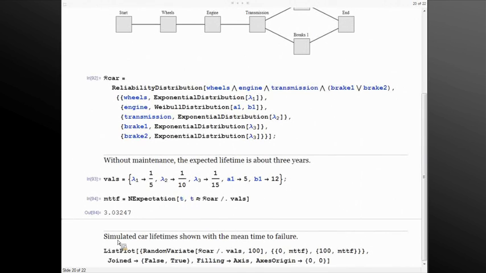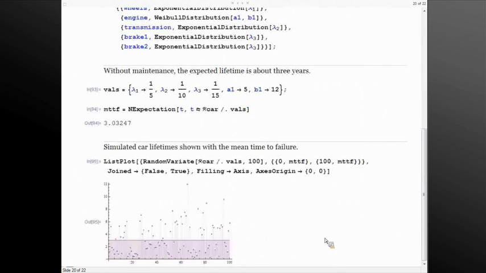So now, since this is a distribution, why don't we just simulate some time to failure for 100 cars. The horizontal line here is showing the mean time to failure. We see that many of them are above that and many of them are below it.